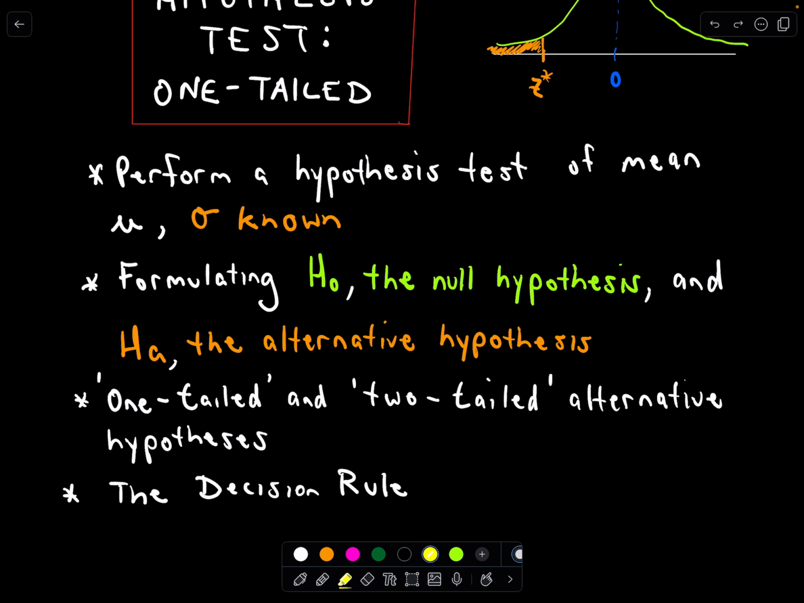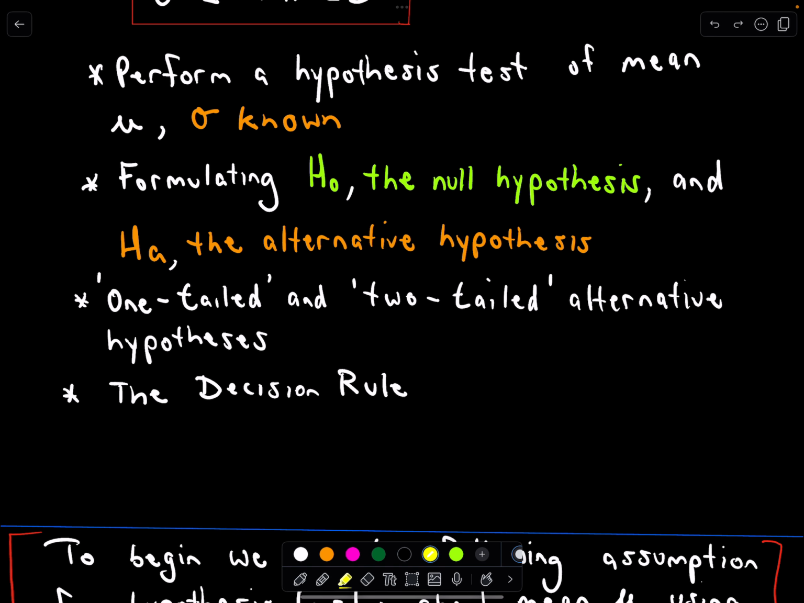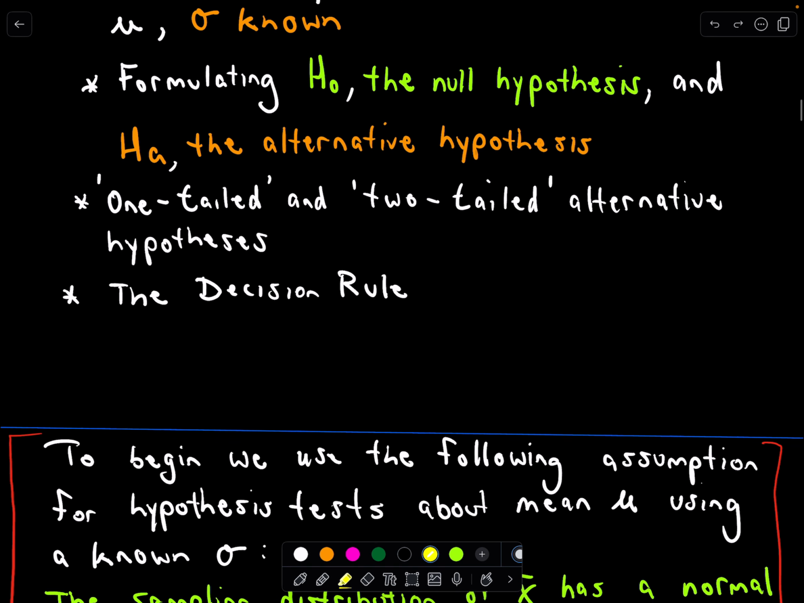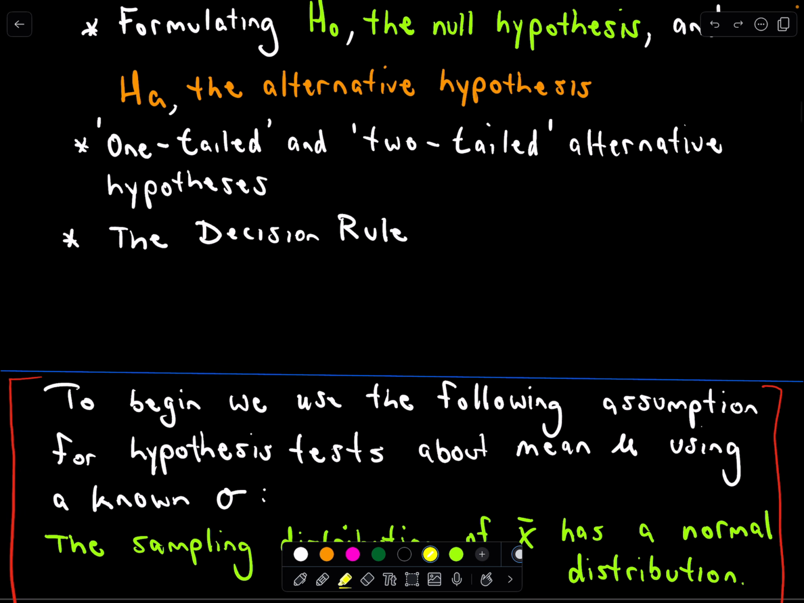Okay, so what are we going to do in this video? We're going to perform a hypothesis test, and here we want to do the hypothesis test of some mean mu, and we're going to make an assumption here, and that's that we know sigma. In real life situations, this oftentimes won't happen, and we'll talk about what to do in that case. But for now, we'll assume that we know our value of sigma. We'll talk about formulating the null hypothesis and the alternative hypothesis. We'll talk about one-tailed and again two-tailed alternative hypotheses, and then we'll also talk about the decision rule.